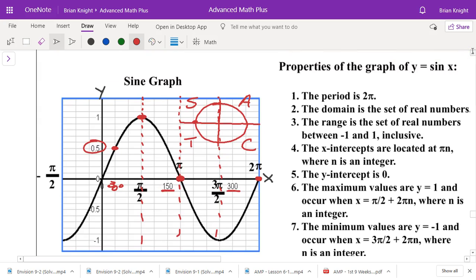The period is how long does it take to start over again. So in this case, if I started here, one full wavelength all the way around back to the beginning is how long? 360 or 2 pi. So that's what's called the period. One complete wavelength is the period.